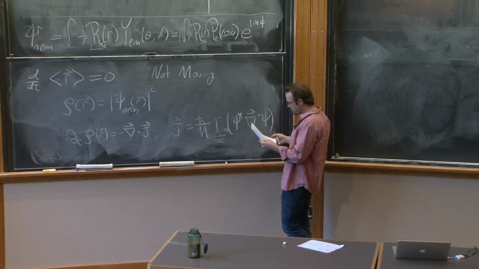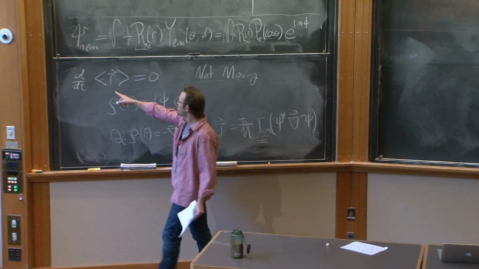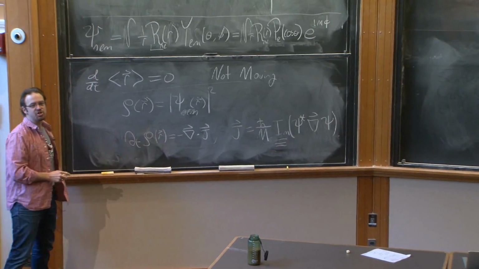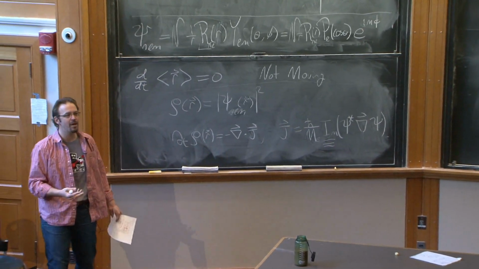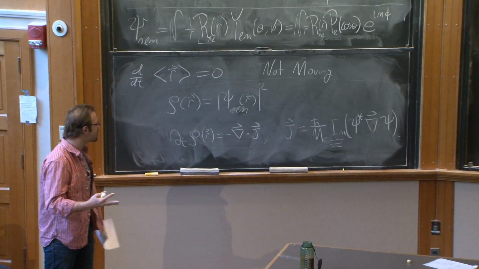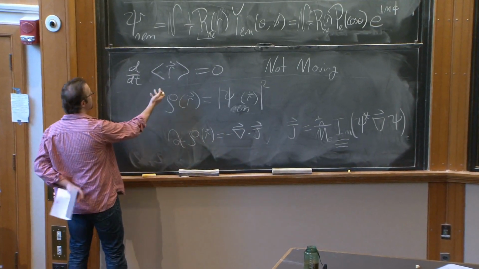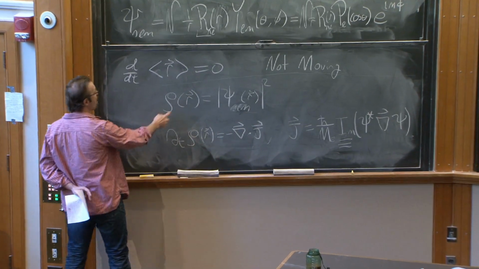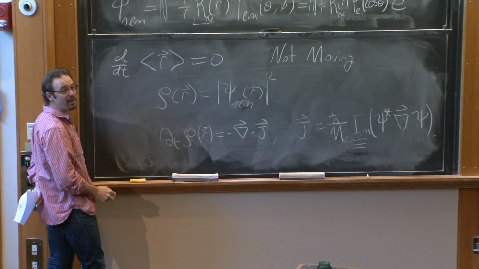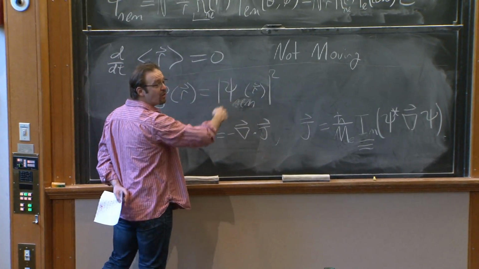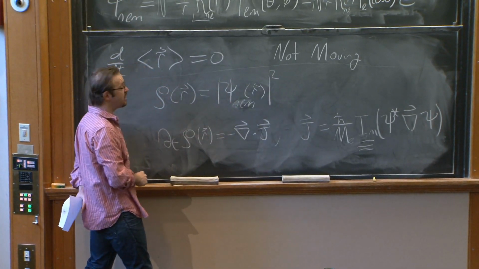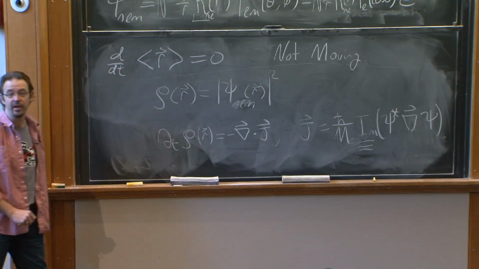So we have this current. In our system, the position expectation value is time independent, and indeed it's a stationary state. So beyond the position expectation value being time independent, the probability density itself is time independent, because the wave function evolves by an overall phase, and the probability density is the norm squared, so the phase goes away.